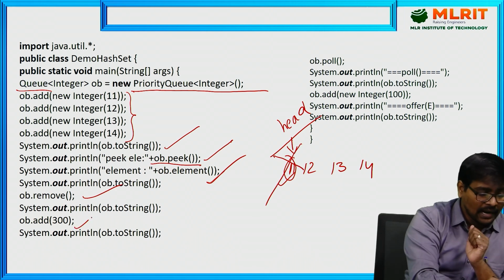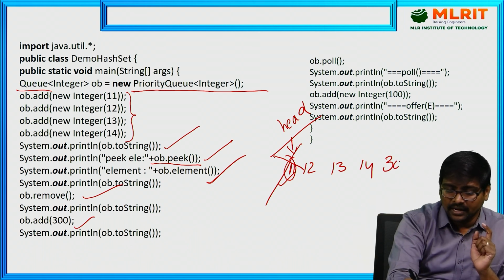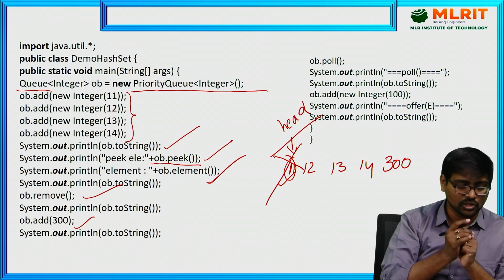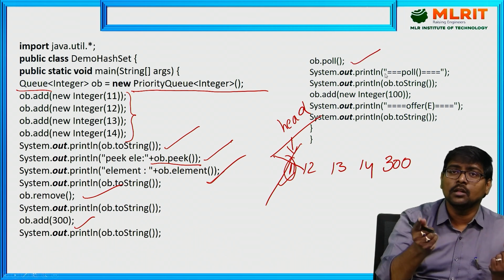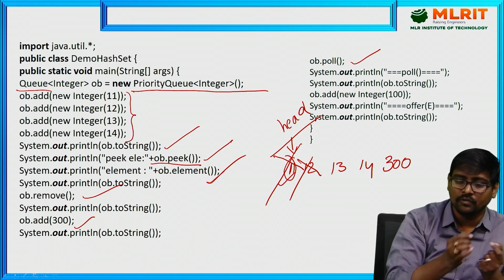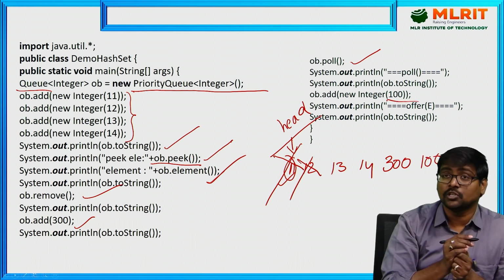Now, add. Add operation means always we are adding at the end. 300 is added at this position. Now, ob.poll. Poll is also used for remove. This 12 is removed. Now 100. 100 is added at this position.